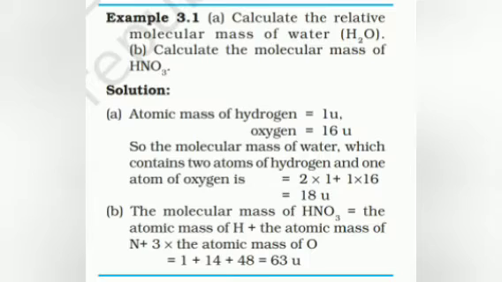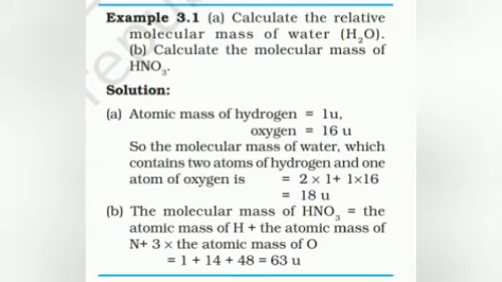So the molecular mass of water, which contains 2 atoms of hydrogen and 1 atom of oxygen. So 2 into 1 plus 1 atom of oxygen, 1 into 16. So 2 into 1 is 2 plus 1 into 16 is 16. So 2 plus 16 is 18 unit. So the molecular mass of water is 18 unit.